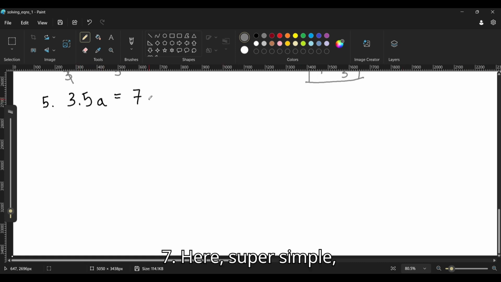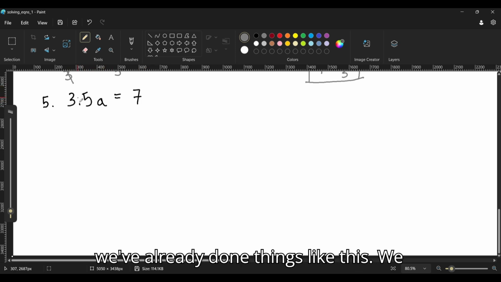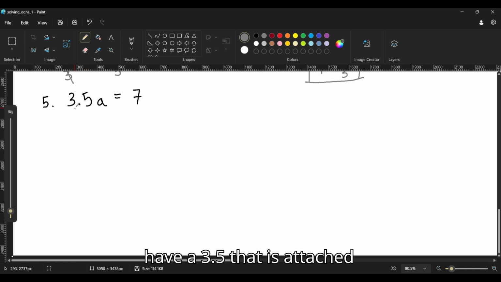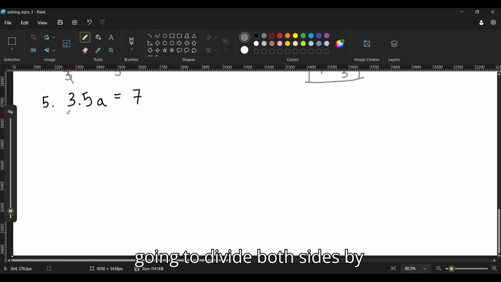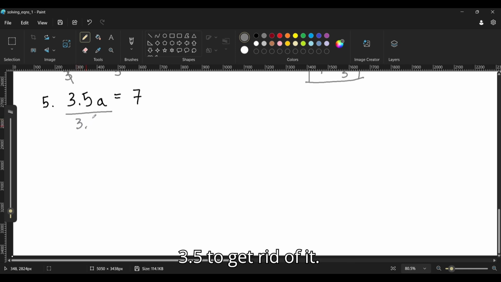3.5a equals 7. Here, super simple. We've already done things like this. We have a 3.5 that is attached to the a by multiplication. So we're just going to divide both sides by 3.5 to get rid of it. So 3.5 divided by 3.5 is 1. We have a equals 7 divided by 3.5.